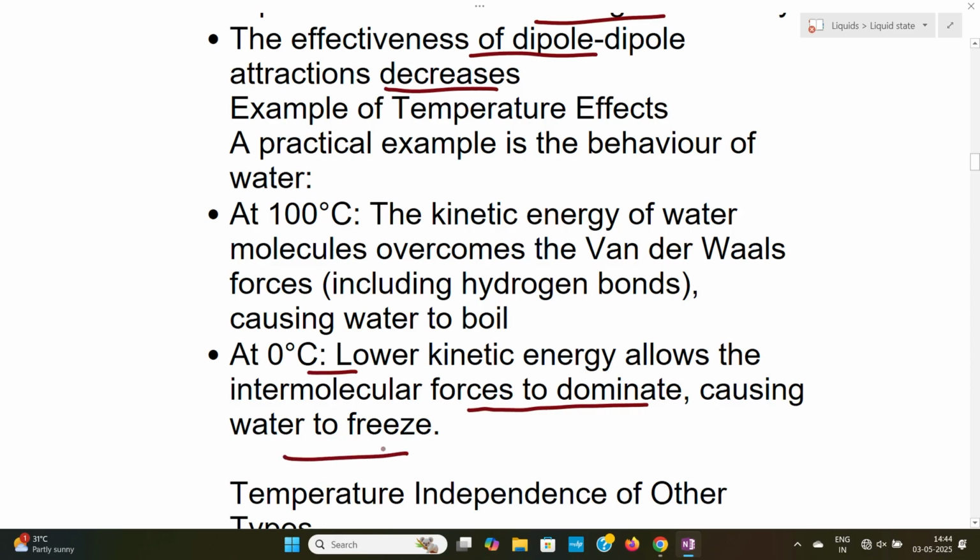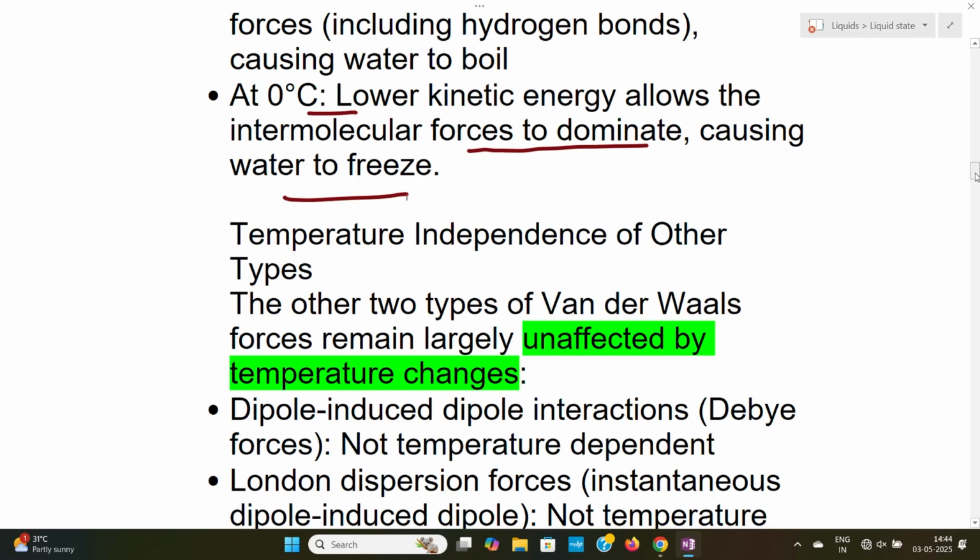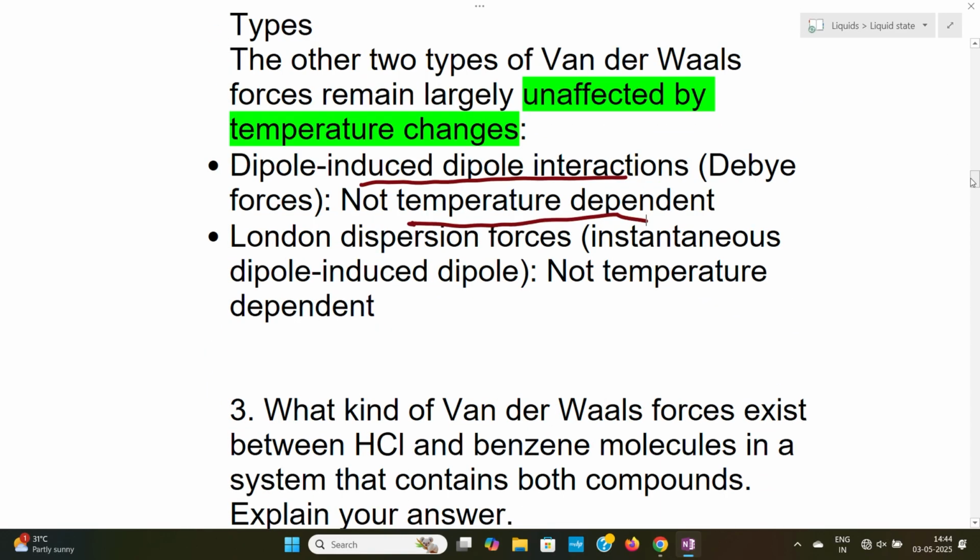That is the temperature dependence of the dipole-dipole interactions. And other forces which are independent of temperature are dipole-induced dipole interactions. Dipole-induced dipole interactions are temperature independent. And London dispersion forces are also temperature independent.